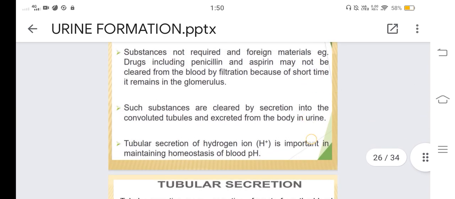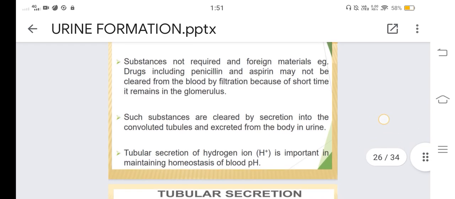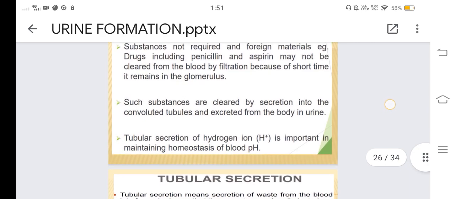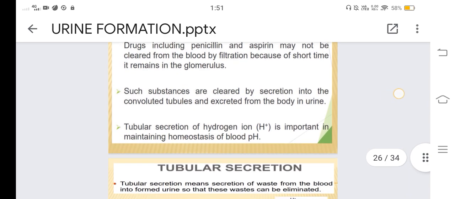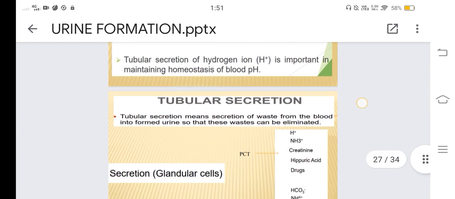Then next process, tubular secretion. Substances not required and foreign materials like drugs including penicillin and aspirin may not be cleared from the blood by filtration because of the short time they remain in the glomerulus. Such substances are cleared by secretion into the convoluted tubule and excreted from the body in urine. Tubular secretion of hydrogen ion is important in maintaining homeostasis of blood pH.